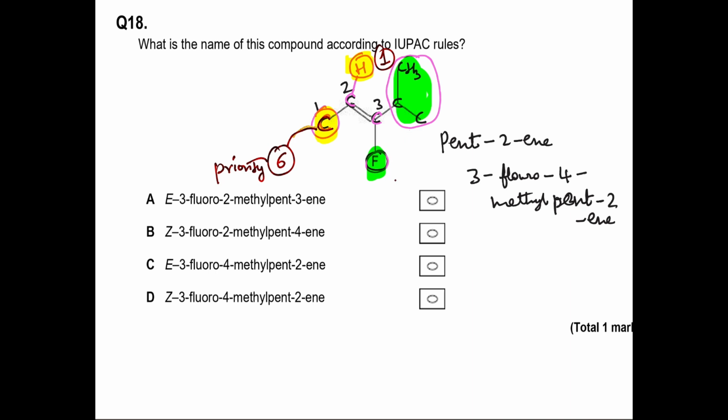One is fluorine. Fluorine has an atomic number of 9, and carbon, this one, because that's directly connected to this carbon atom, has the atomic number of 6. So this is my priority. Okay, so the name will be Z-3-fluoro-4-methylpent-2-ene. I hope this makes sense. Thank you very much. Let me know if you have any questions.